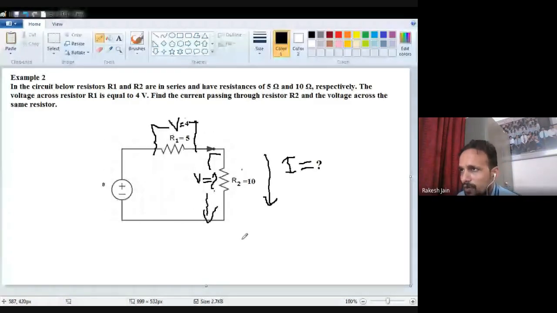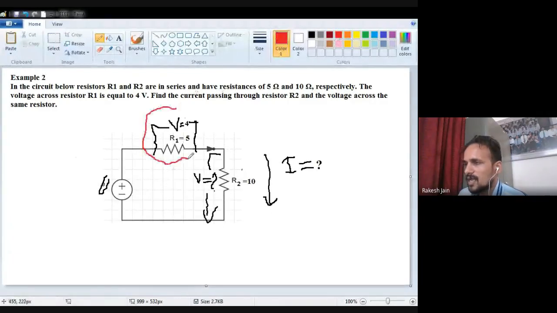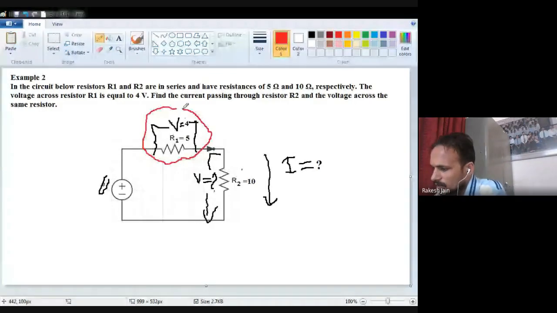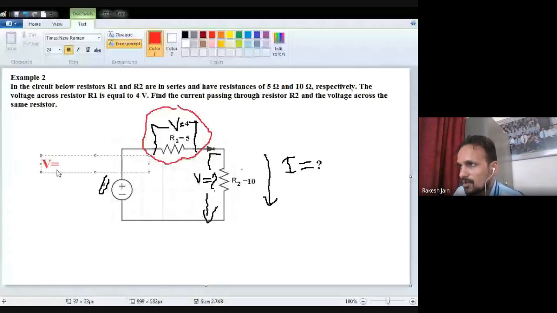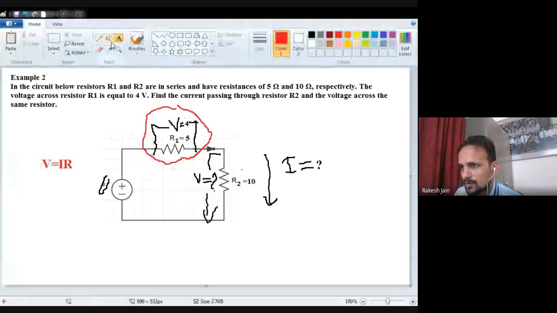It is not given what this E, this voltage, is, so don't worry, just focus on what is given. A resistor is given whose value is 5 ohm. I am talking about this part. A voltage V is given, and we know Ohm's law: V is equal to IR. Voltage is given across this R1 resistor as 4 volt.